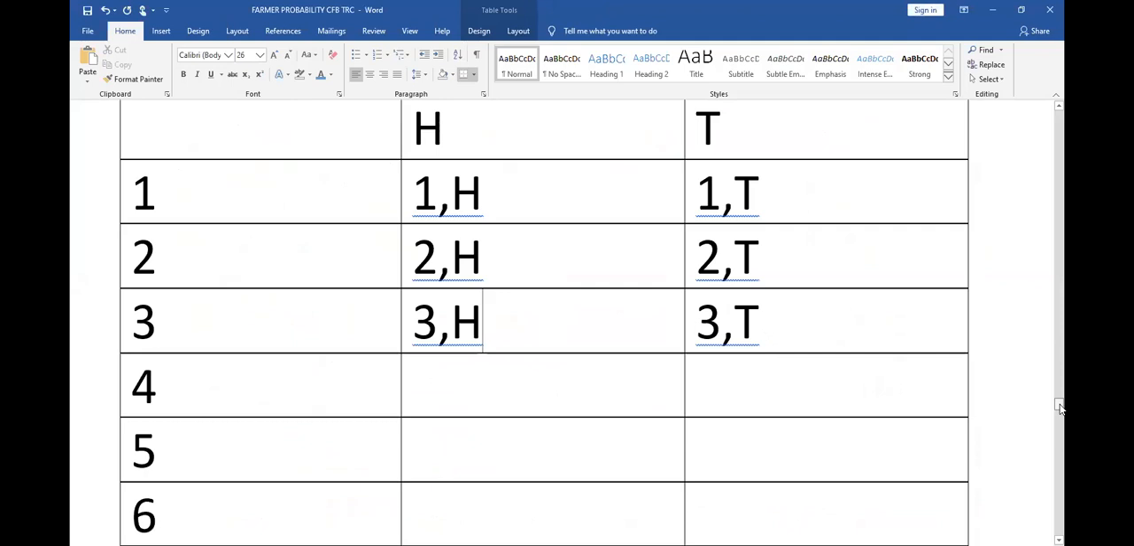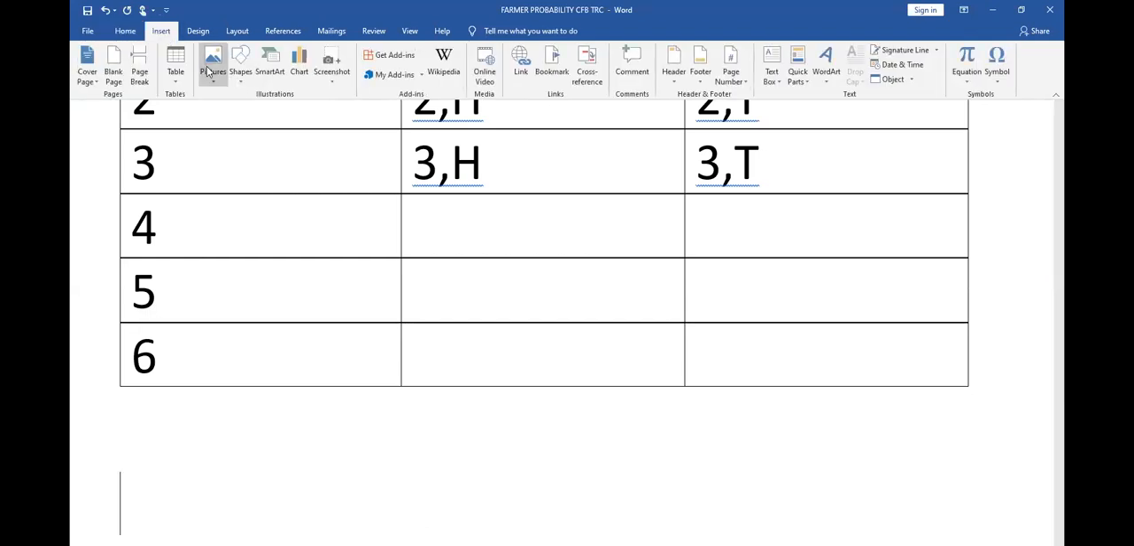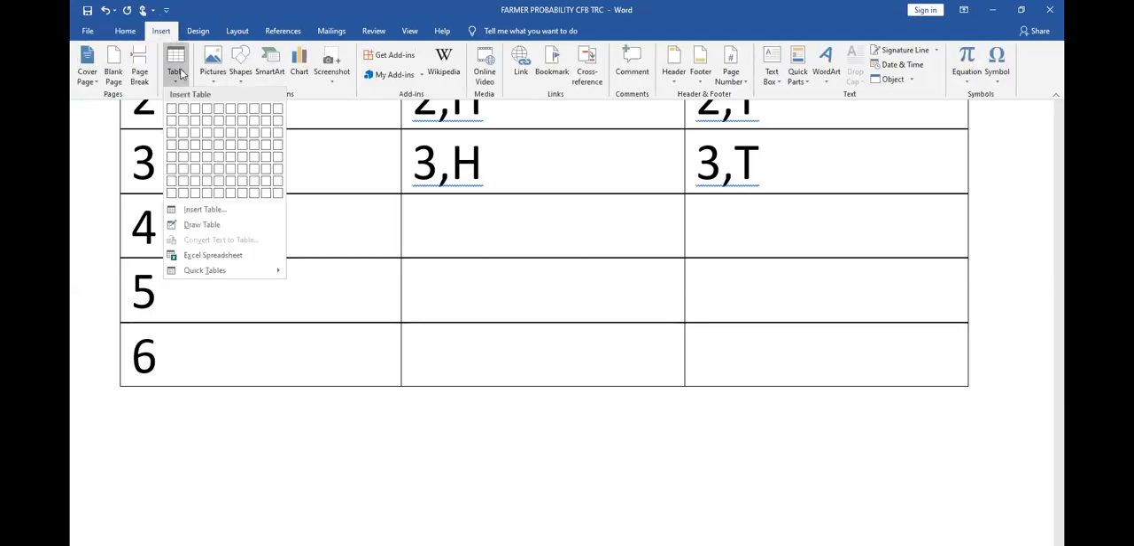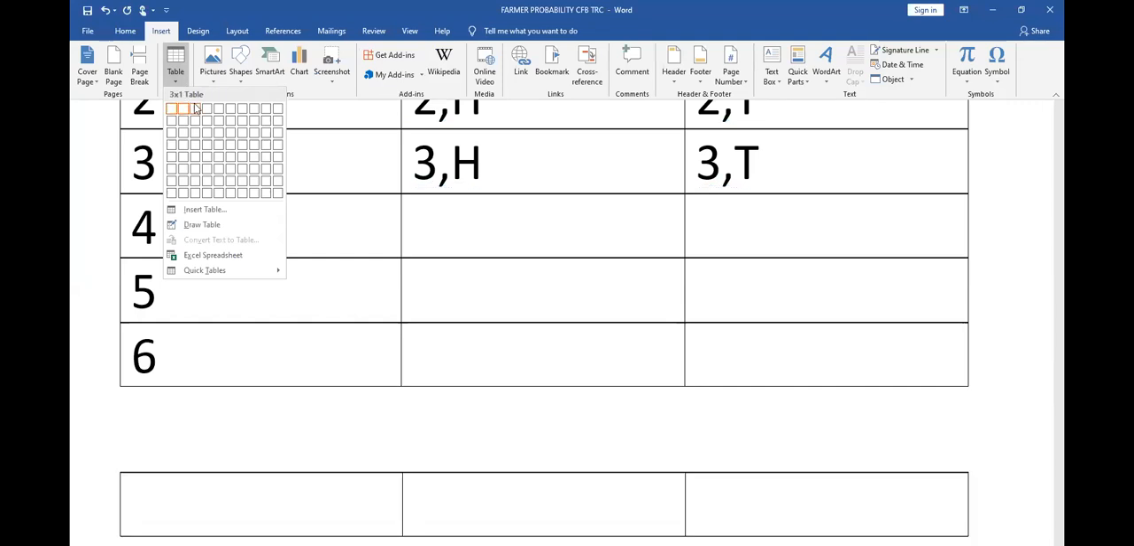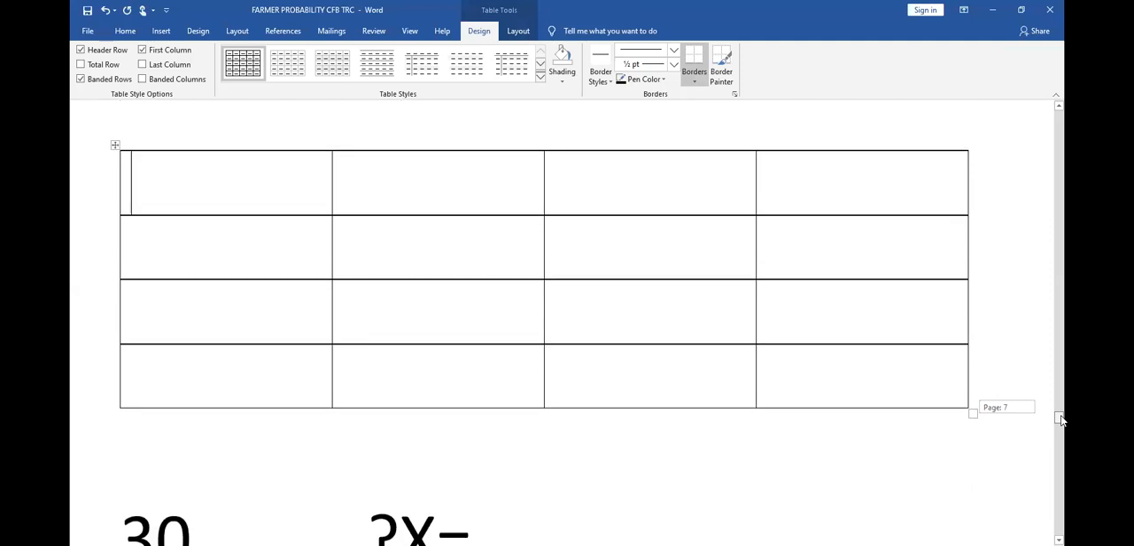So you are going to fill that table on your own. So let me insert another table here. There was 1, 2, 3. 1, 2, 3. 1, 2, 3, 4 here. Okay. So in my table, I have machine A here, machine B here, and machine C here.